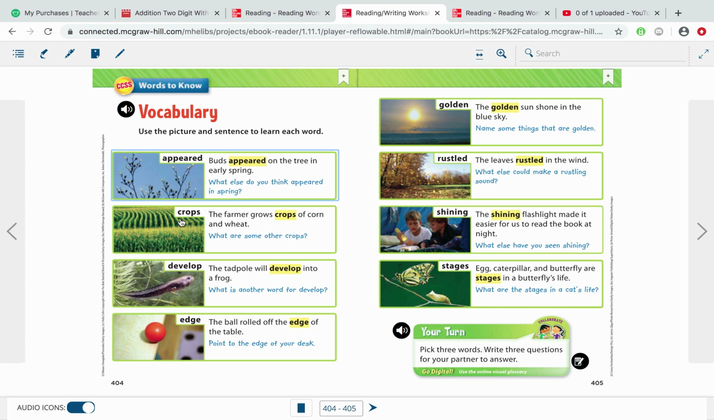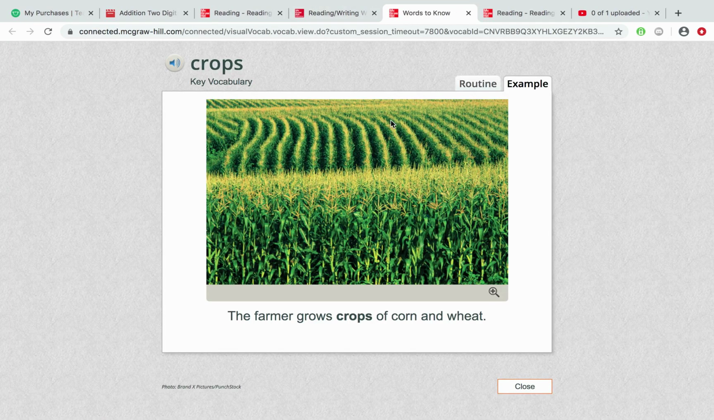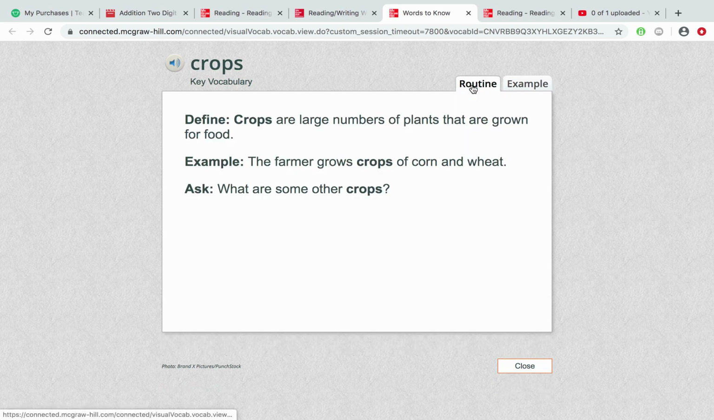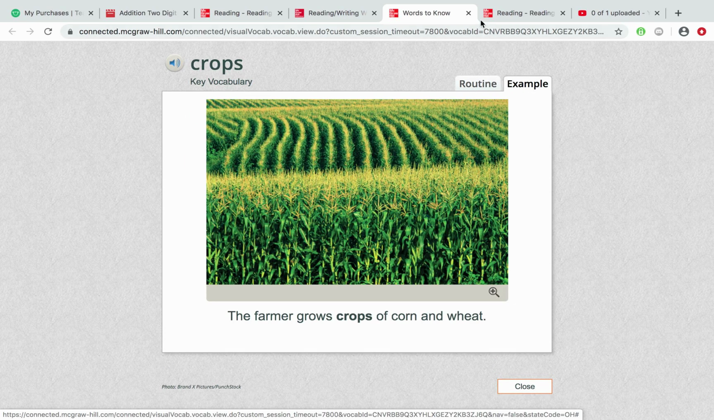This next word we talked a little bit about in the fall is crops. Crops sounds out very well. It's a pretty fair word when you're sounding out with your phonics rules. The farmer grows crops of corn and wheat, and there's a picture of crops. It's a nice large picture of crops for you. And the definition is a large number of plants that are grown for food. It could be food for animals or food for people, and that's crops.